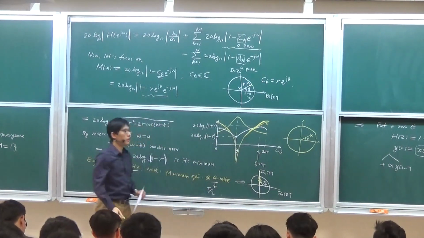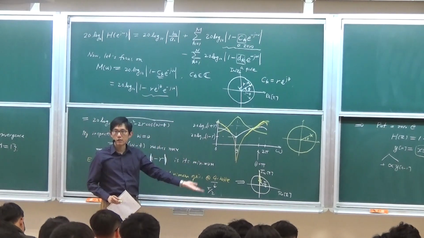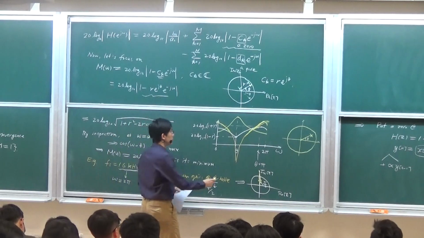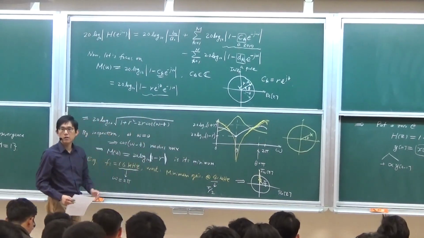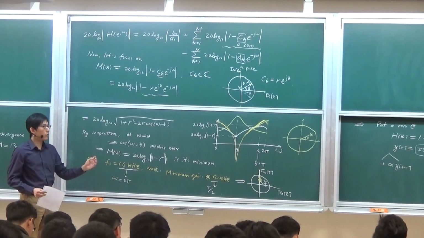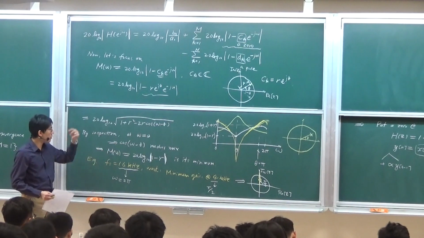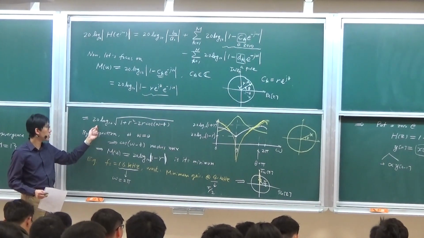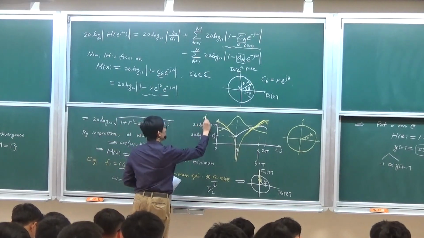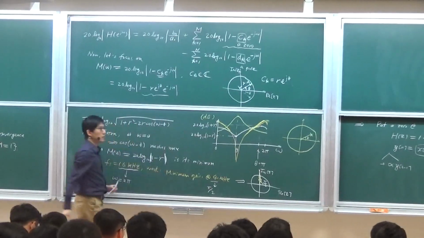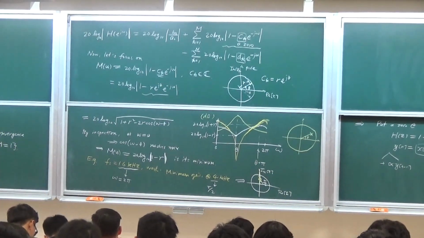We expect to see a peak at the angle, which is the frequency. Okay, at exactly that frequency theta. And that's it. Okay, that's the influence of the contribution of the pole to the magnitude response after taking 20 log. Okay, so we can say this is in dB. So this is the contribution of the pole to the magnitude response.